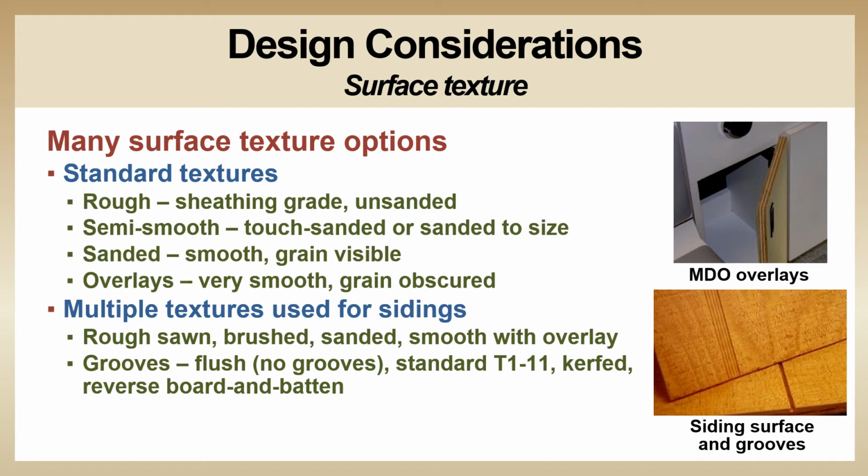There are also panels manufactured specifically for appearance as exterior or decorative siding panels. These panels have a variety of surfaces such as rough sawn, brushed, sanded, and overlays. Siding panel surfaces can be flush with no grooves or have grooves either 4-inch, 8-inch, or 12-inch on center. Curved surfaces with shallow saw cuts or wide reverse board and batten appearance are also available.